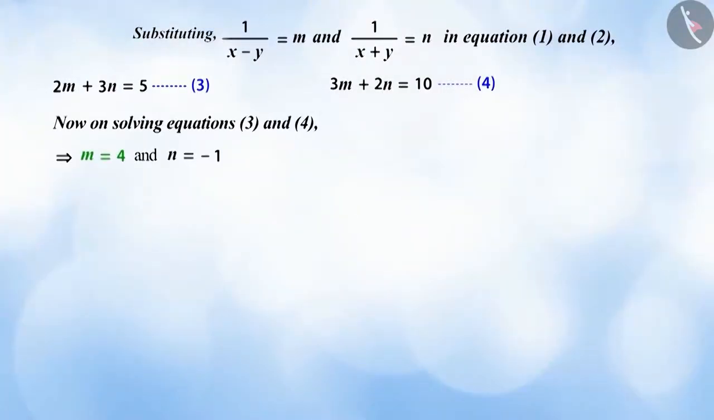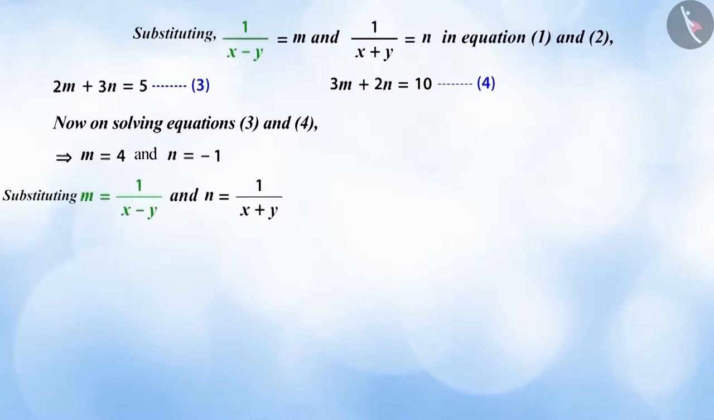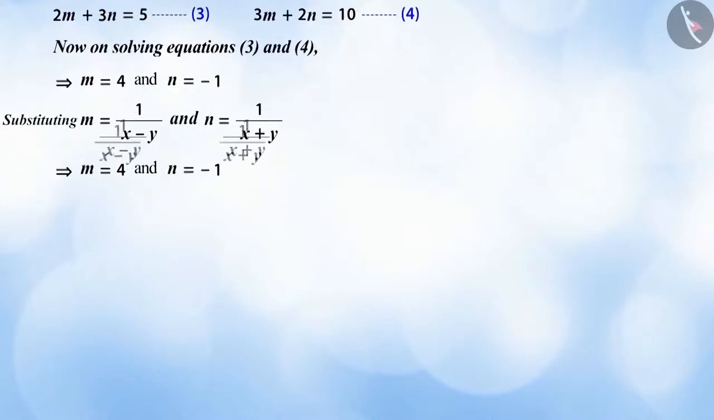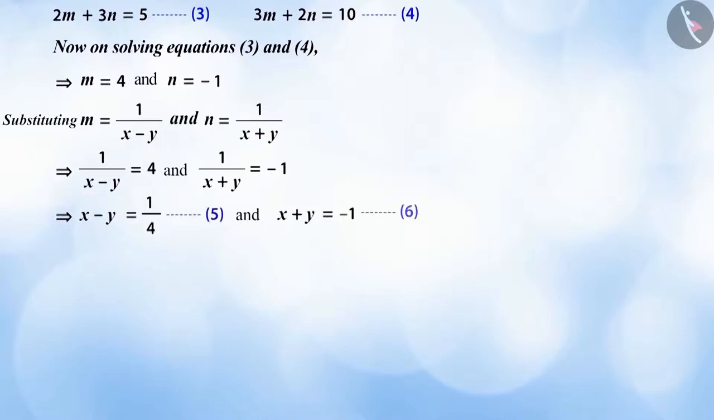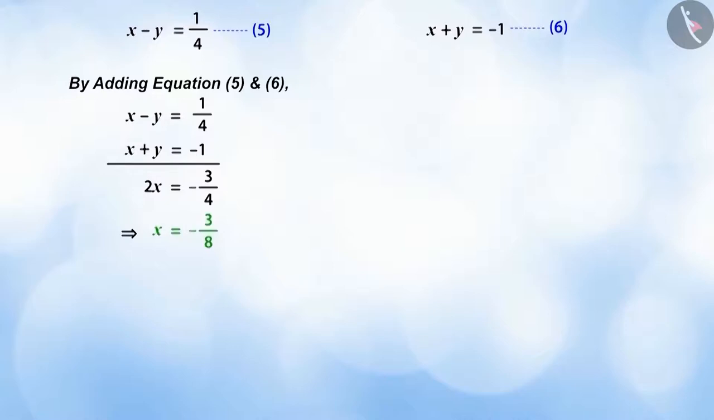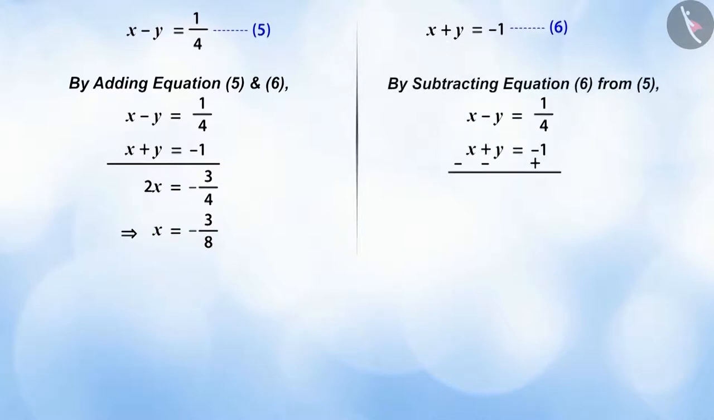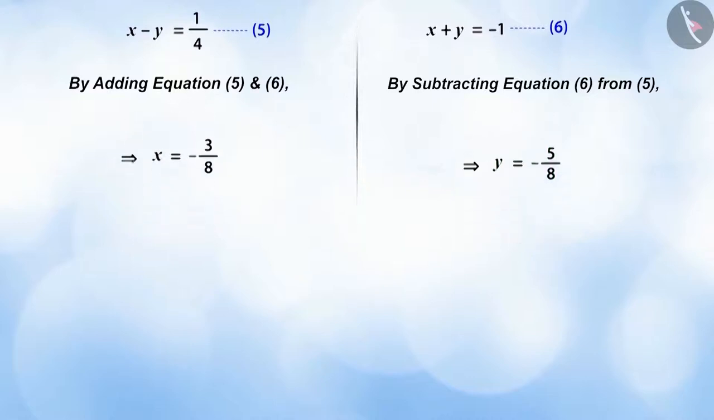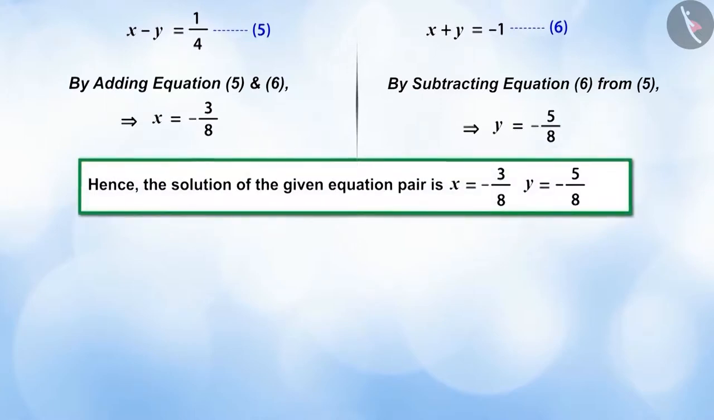On solving the equations, we get m is equal to 4 and n is equal to minus 1. We replace m by 1 by x minus y and n by 1 by x plus y. On solving further, we get equations 5 and 6. On adding equations 5 and 6, we get x is equal to minus 3 by 8. Similarly, on subtracting equation 6 from equation 5, we get y is equal to minus 5 by 8. Therefore, the intended solution for the given pair of equations is x is equal to minus 3 by 8 and y is equal to minus 5 by 8.